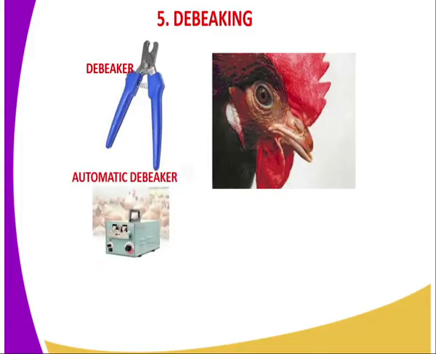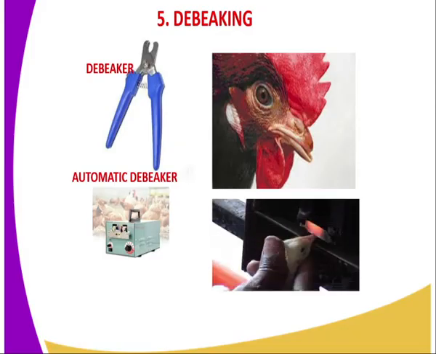You can use a manual debeaker, and also you can use an automatic debeaker which is electronic, and therefore you connect it to the source of electricity. Then the part which is cutting becomes red hot. Then you bring the beak of the poultry, and it is easily cut by the automatic debeaker.